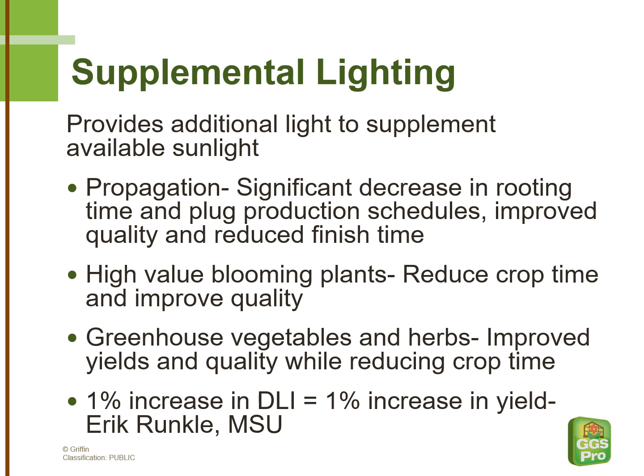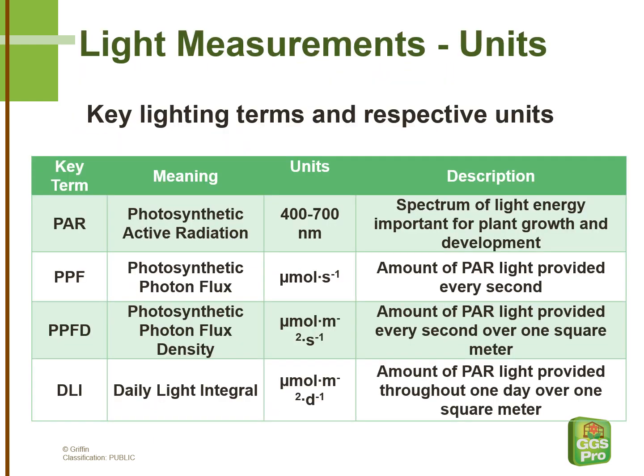A large venue for using supplemental lighting are greenhouse vegetables and herbs, and in this case we are improving quality through the winter and reducing crop time. Dr. Runkle from Michigan State University says that a 1% increase in the daily light integral equals a 1% increase in yields, so that you can really calculate your payback pretty effectively that way. Now, we haven't talked about daily light integral yet, but we're going to cover that here in just a minute. In fact, let's do it now.